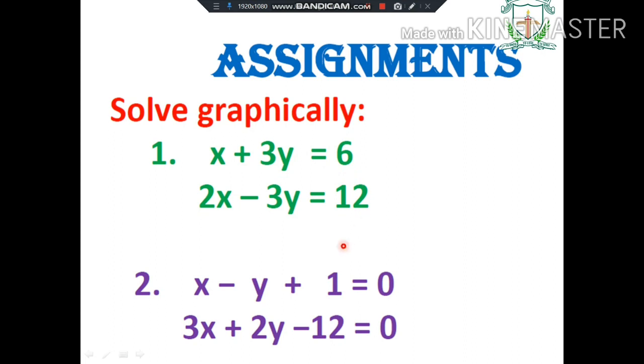Dear children, note down one more problem. x minus y plus 1 is equal to 0 and 3x plus 2y minus 12 is equal to 0. Dear children, for this also you have to prepare two tables separately and plot on the same graph and get the value of x and y.